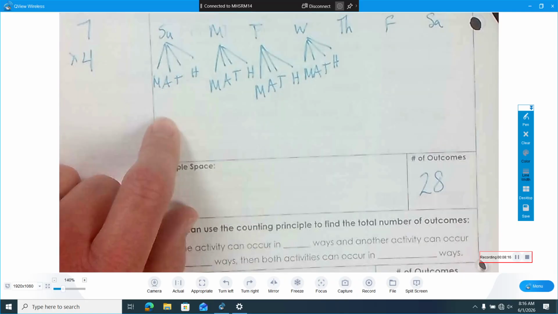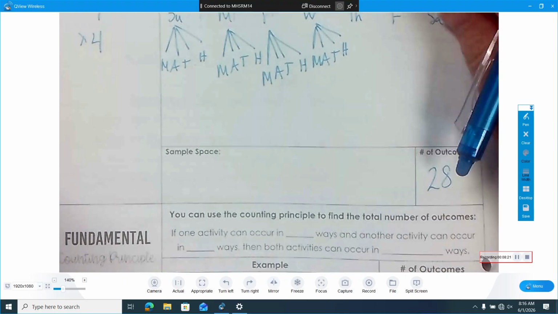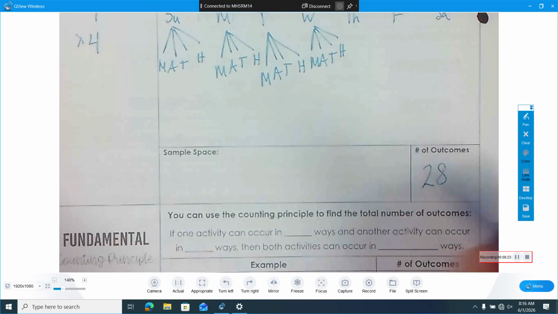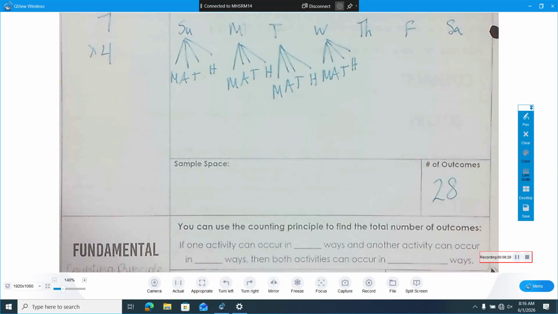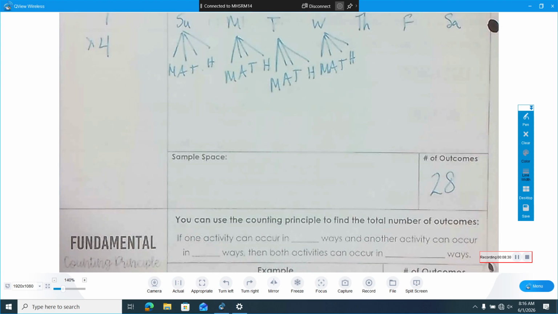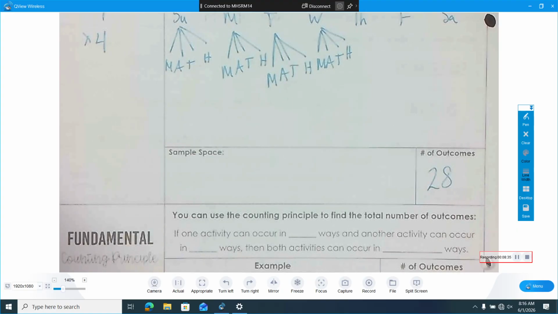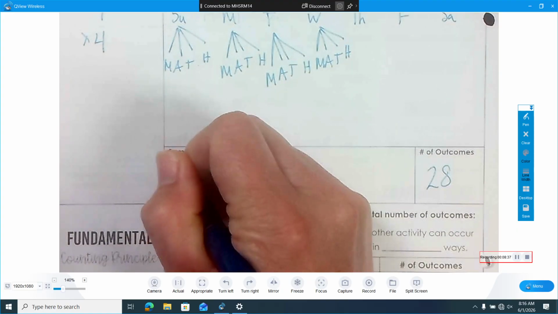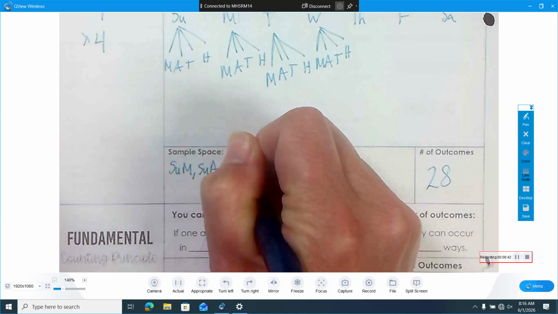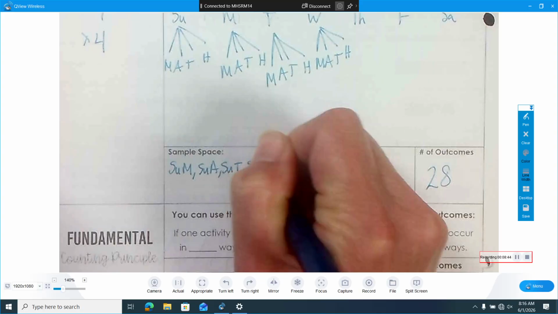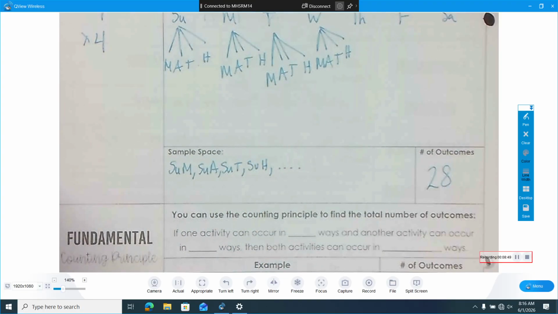Ladies and gentlemen, congratulations. You have just learned the fundamental counting principle. We could list all of these out, but it's exhausting. Sure, it works great, actually. We could list our sample space: Sunday with an M, Sunday with an A, Sunday with a T, and Sunday with an H, and on and on and on. But it's exhausting, all right?